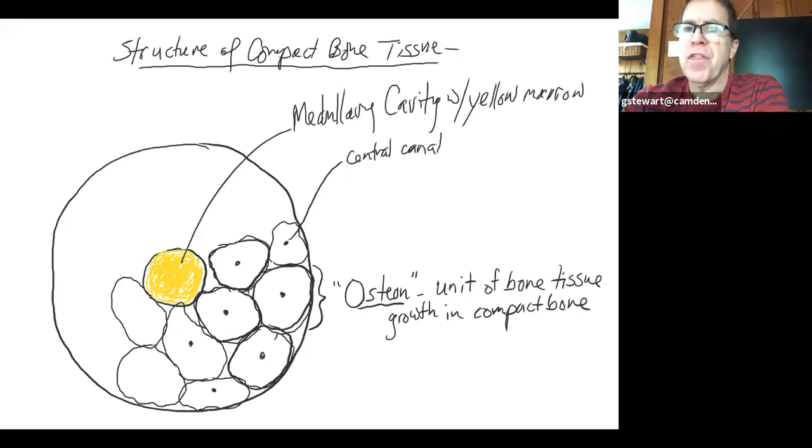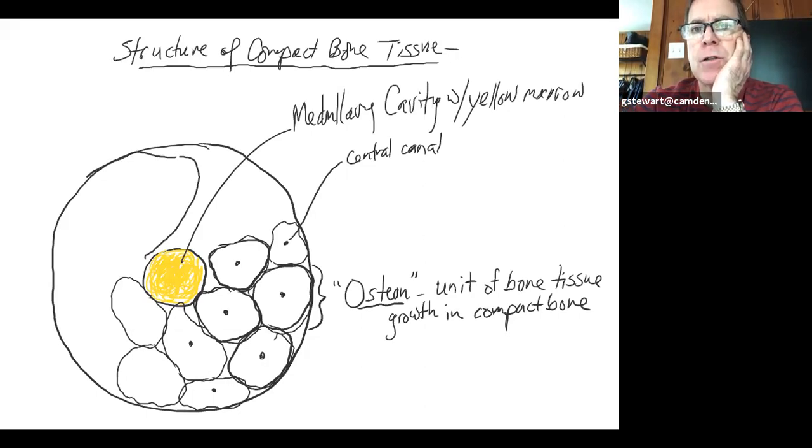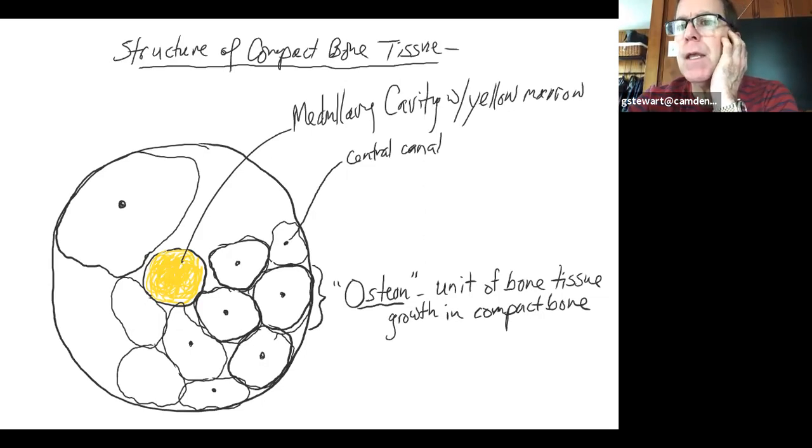Now, within an osteon, I'm going to draw a really big one over here just because I need to draw smaller structures. Here's a giant osteon with its central canal. Inside of the central canal are blood vessels and nerves.